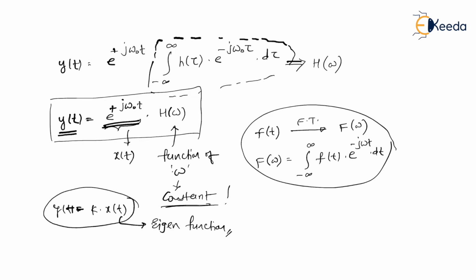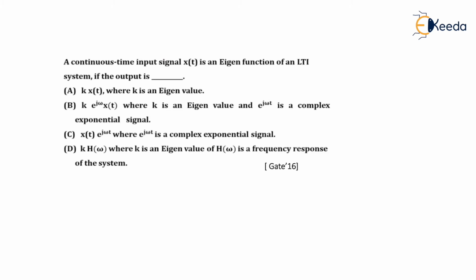So let's go to the next question. A continuous time input signal x of t is an eigenfunction of an LTI system if the output is. And I would request that you read options by your own and try to get the correct option out of it.